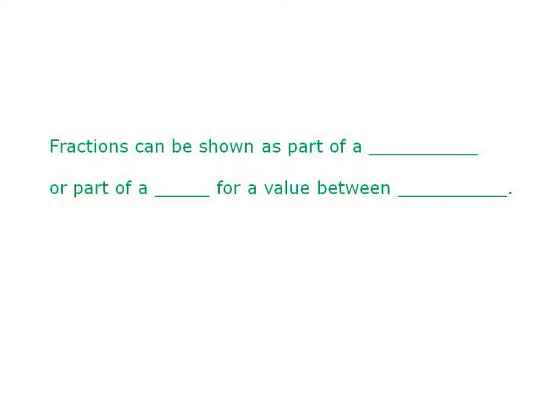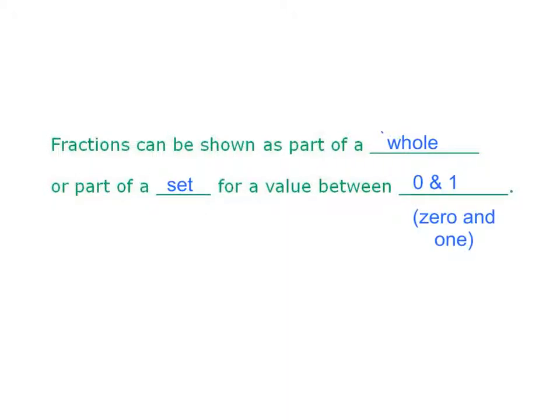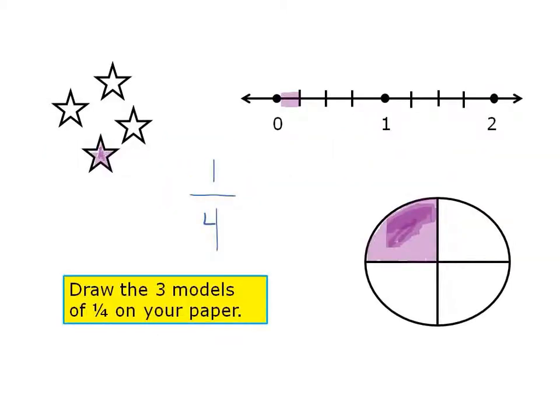So fractions can be shown as part of a whole or part of a set for a value between 0 and 1. Here I have three different picture representations. Here we're seeing 1/4 modeled as part of a set. Here we're seeing it as part of a whole, because it's between 0 and 1, and here it's part of a whole. So I want you to draw these three models. You have some space to the right of those thought bubbles on your paper. Just pause for a minute and draw these models on your paper, because all of these are representations in different ways that you can choose to show 1/4.